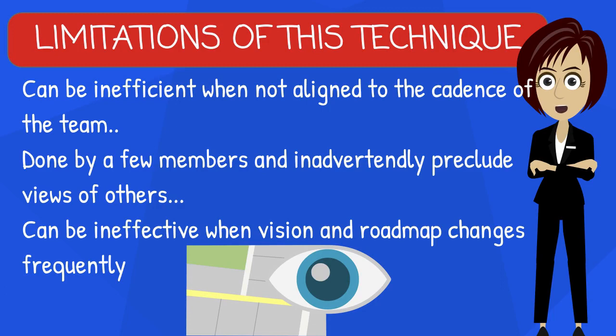It's usually done by a few members of the team and can inadvertently preclude the views of team members not directly involved in this activity, and it can also be ineffective if the vision and roadmap change frequently.